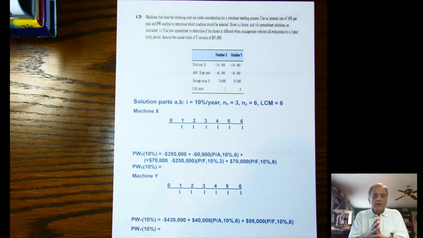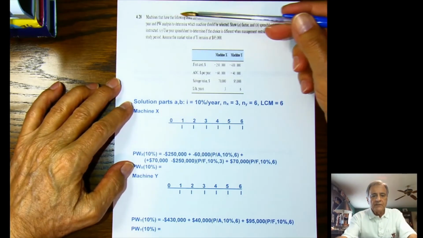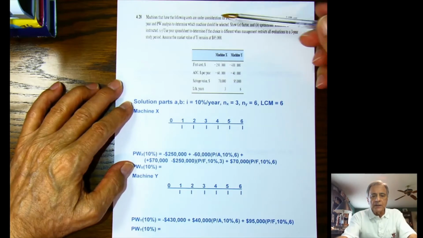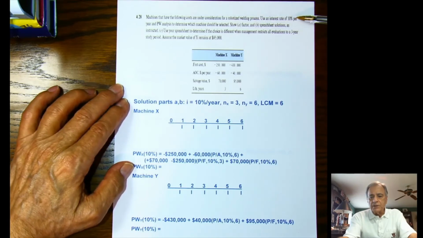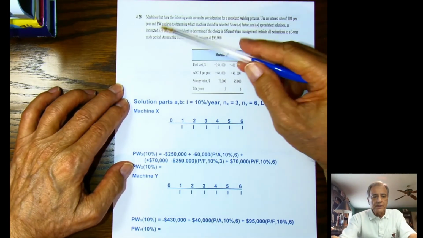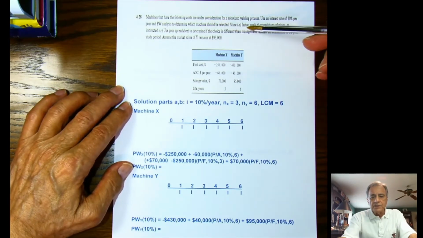The next problem I'll work is problem 4.28 in your ebook or smart book, and this problem states that machines that have the following cost are under consideration for a robotized welding process. Use an interest rate of 10% per year and present worth analysis. Which machine should be selected?